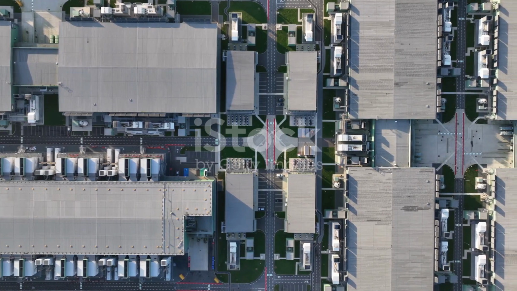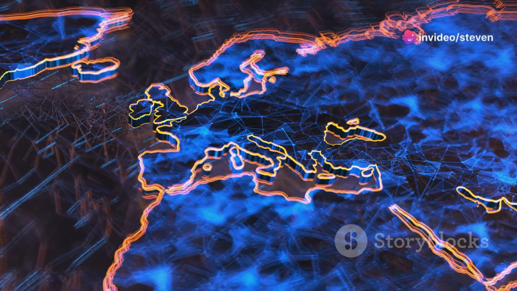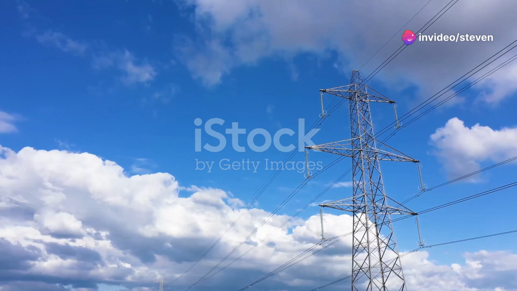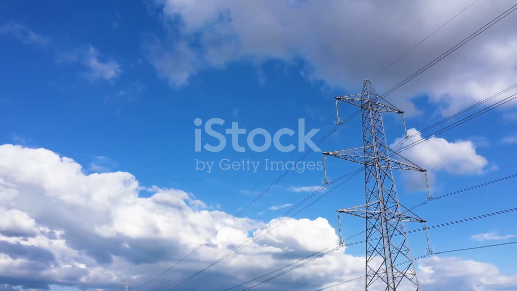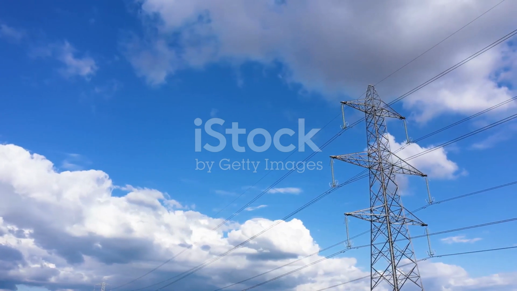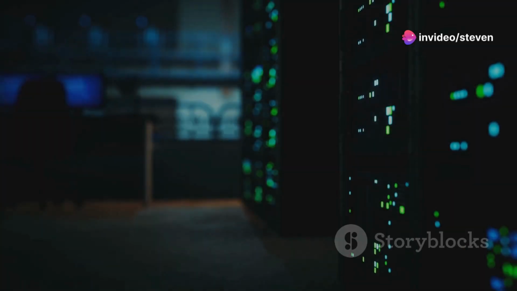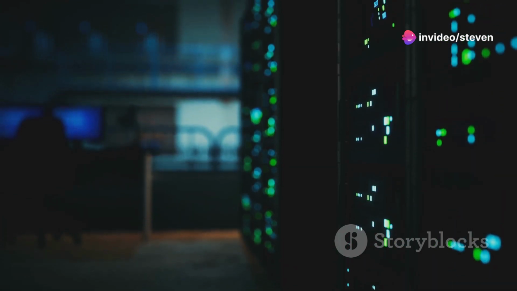The energy demands of AI are not evenly distributed geographically. Certain regions, particularly those with high concentrations of data centers and tech companies, are feeling the strain more acutely. The UK and Ireland, for instance, have witnessed a surge in electricity demand driven by the growth of data centers catering to AI applications. In Ireland, data centers already account for a significant portion of the country's electricity consumption, and this figure is projected to grow dramatically in the coming years.